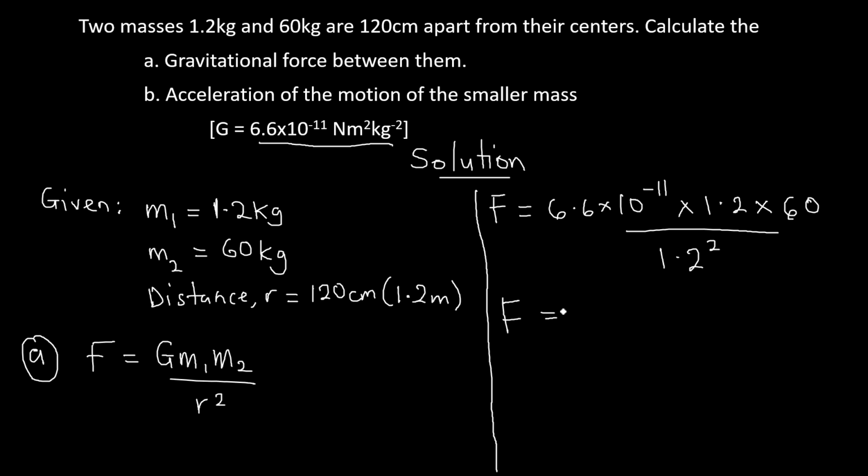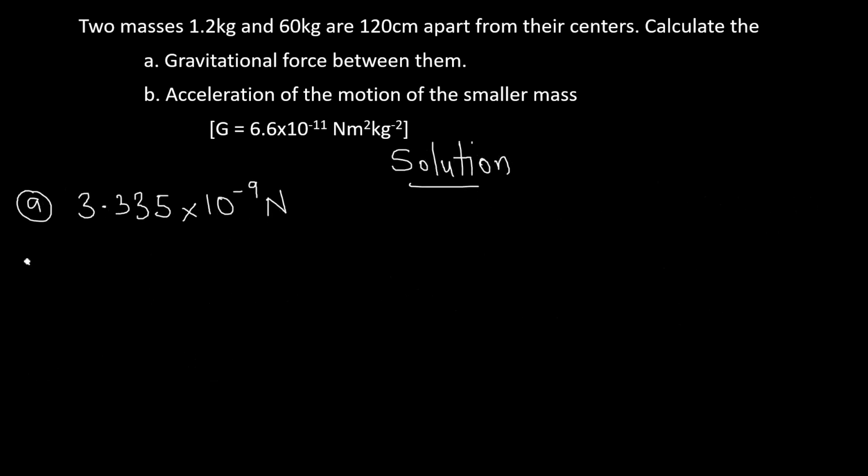If you punch this figure into your calculator, you are going to get the force between the two objects to be 3.335 times 10 to the power negative 9 Newton. We know that the unit for force is Newton, so just input the Newtons over there. And actually, if you have the time to write the units attached and do your cancellations, you'll realize that you will be left with only Newton. So this is the first part of our question, which is the force between them. We'll write this somewhere and continue with solving the second part, which is the acceleration of motion of the smaller object.